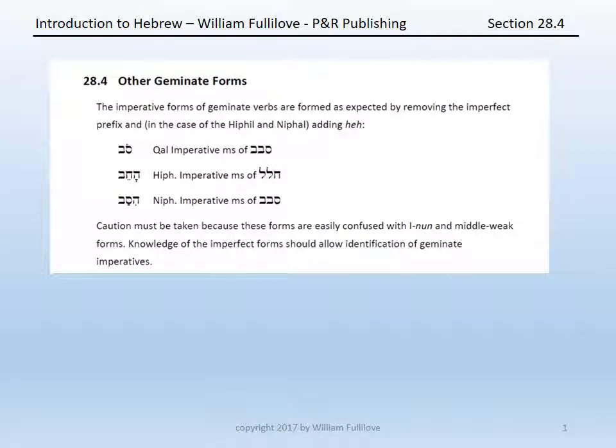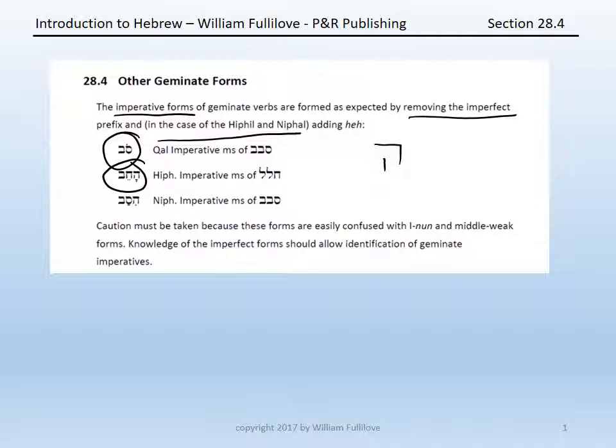In section 4, we cover other common geminate forms. The imperative forms of geminate verbs are formed as you would expect, simply by removing the prefix from the imperfect, and in the case of the hifil and the nifal, letting the he return that had been disguised by the presence of the prefix. So sov is the qal imperative masculine singular of savav.